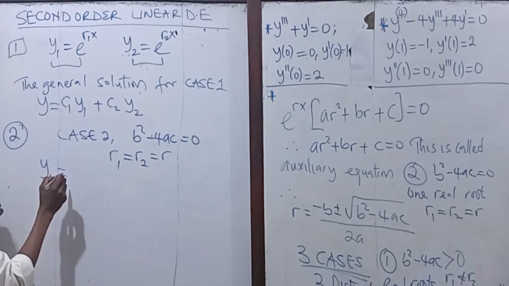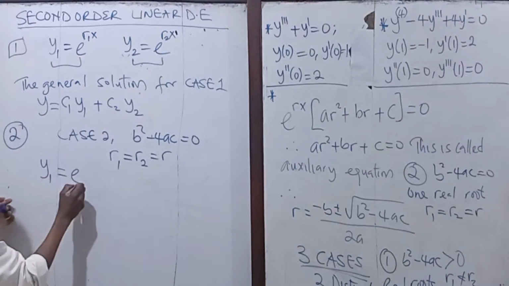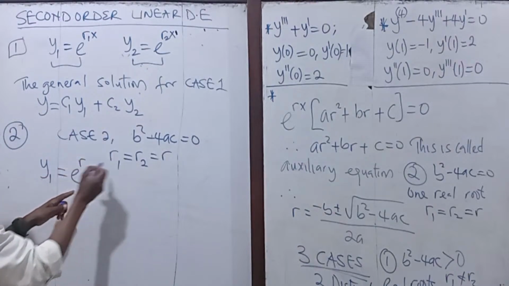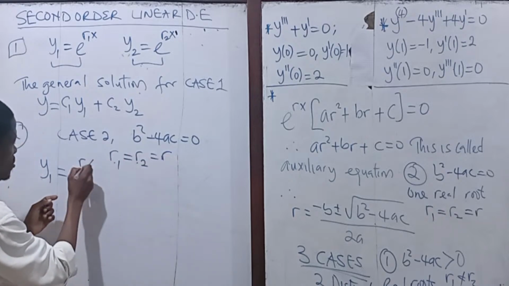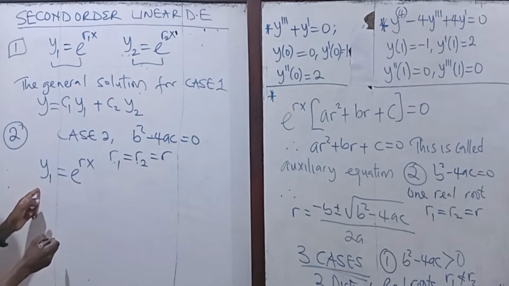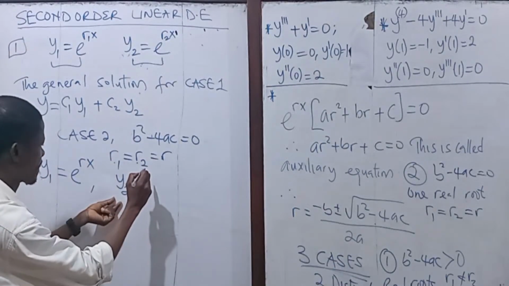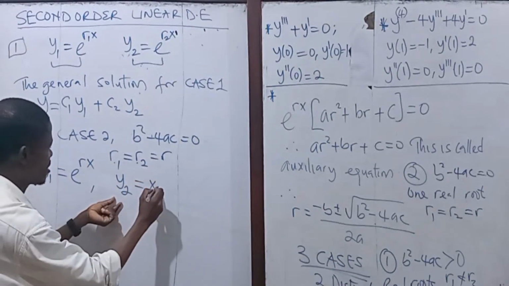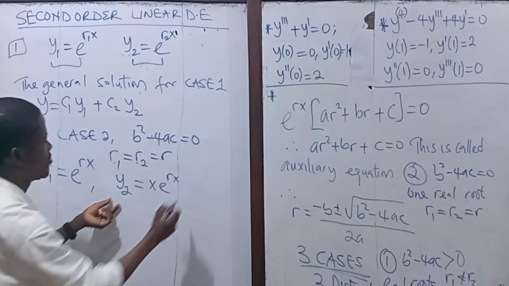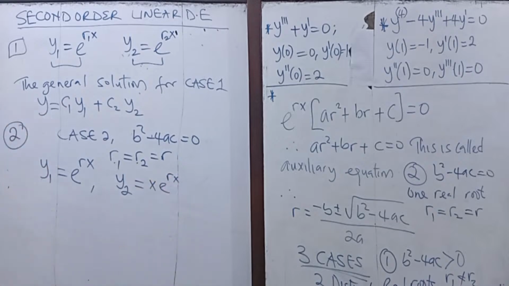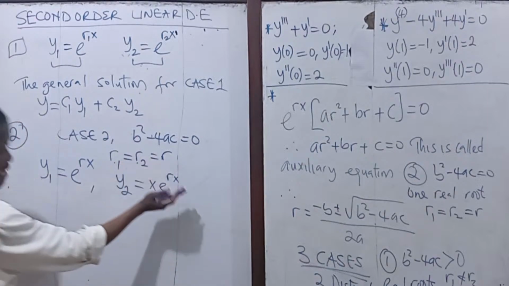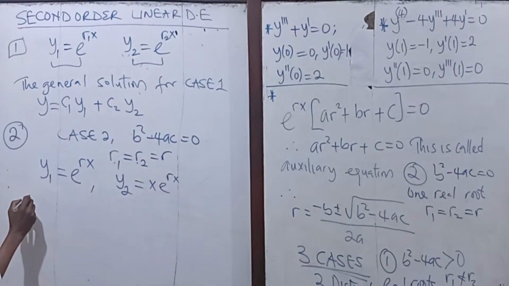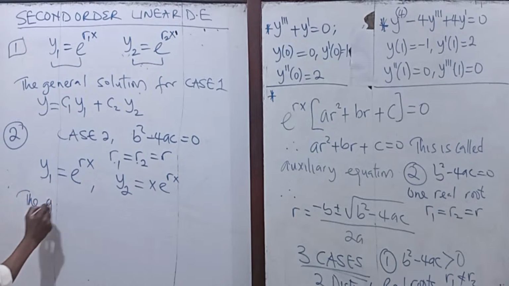So we're going to have y1 equal to e to the power R x, because R2 is the same as R. So we're going to have this for y1, e to the power Rx, because of my function and my quadratic. Then the general solution is this.